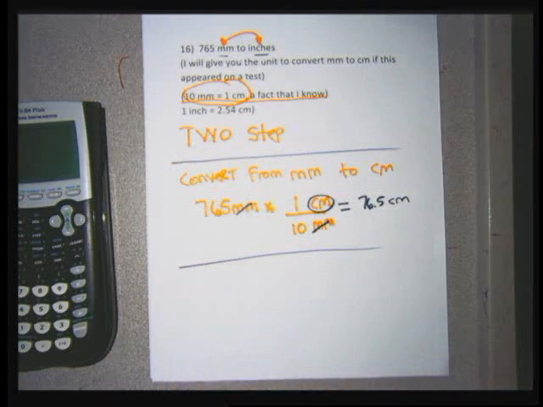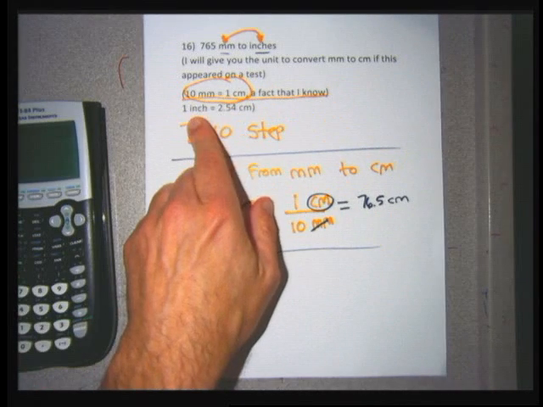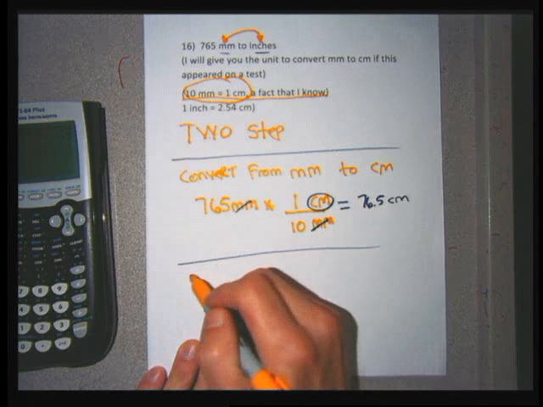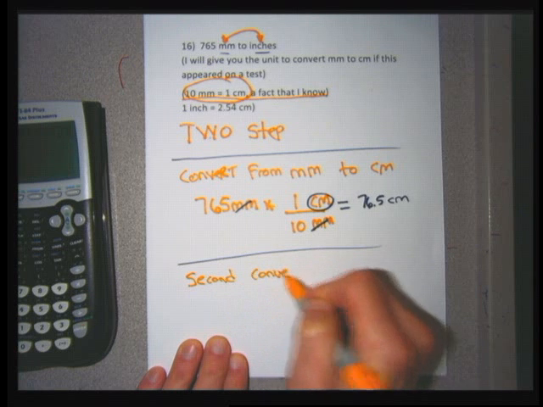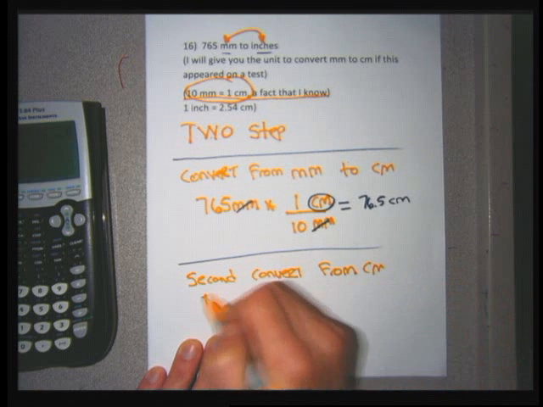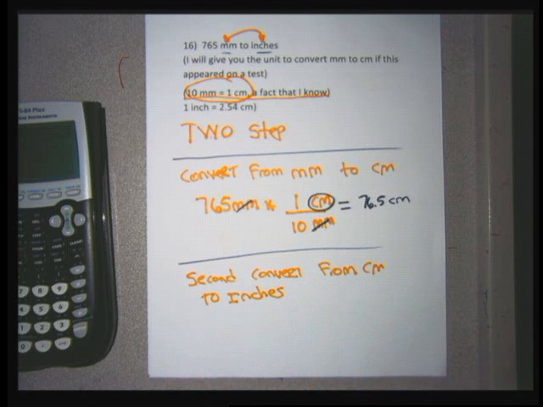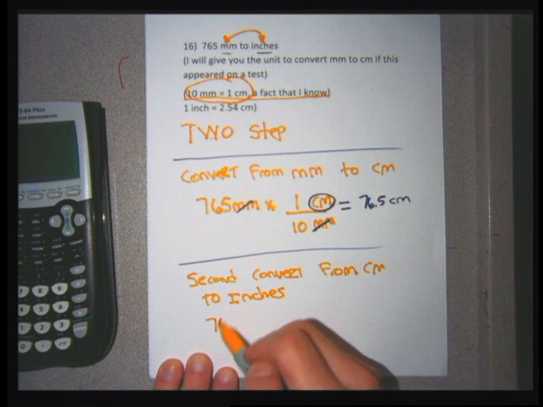Now I can do what the author wants me to do. I need to get an answer that's in inches. So for my second step, I'm going to convert from centimeters to inches. So it's possible that you might theoretically have to do 4 or 5 different conversions to get from the beginning number to the number that you want. But in this particular case, I just have to do 2.